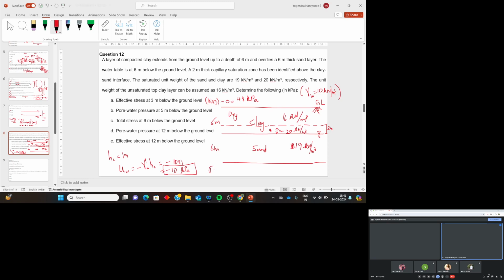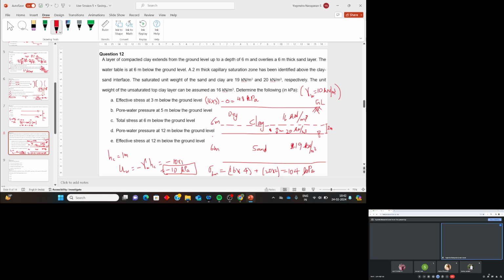So total stress at 6 meters will be 16 into 4 plus 20 into 2. It will be 104 kPa. So now calculate the pore water pressure at 12 meter below the ground level.